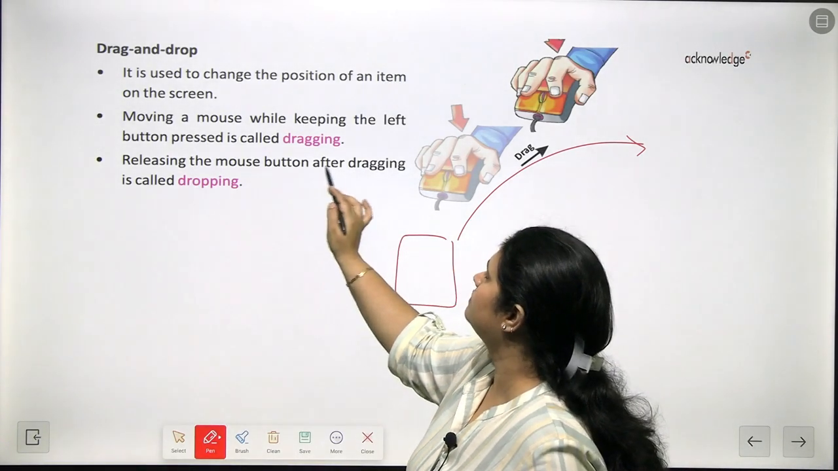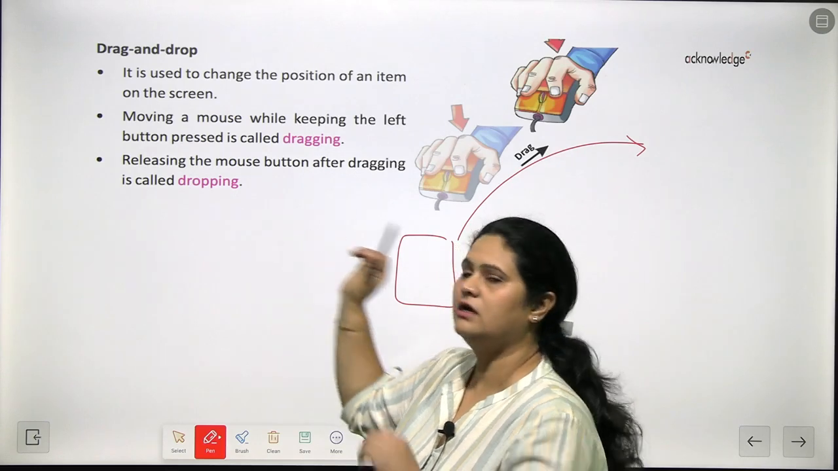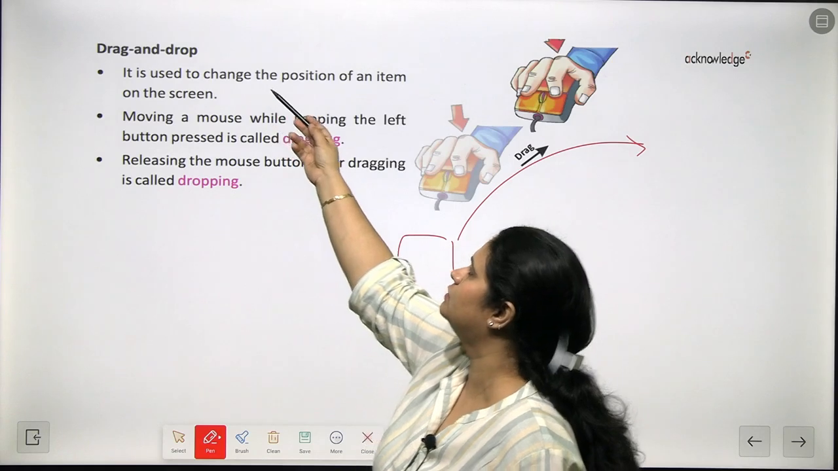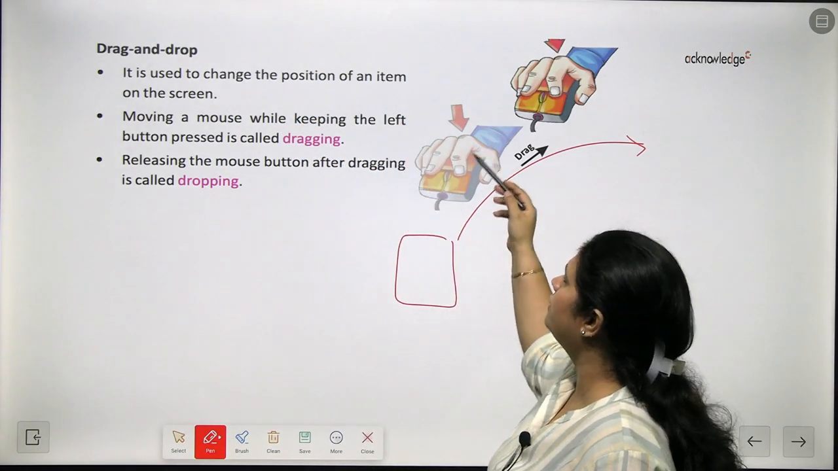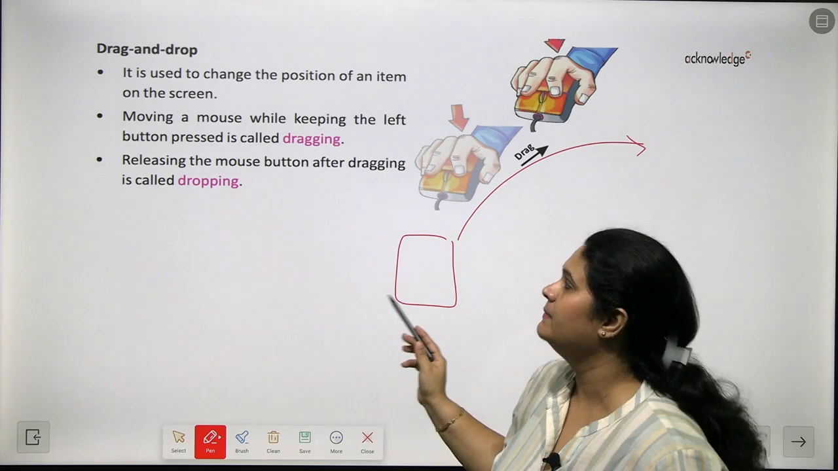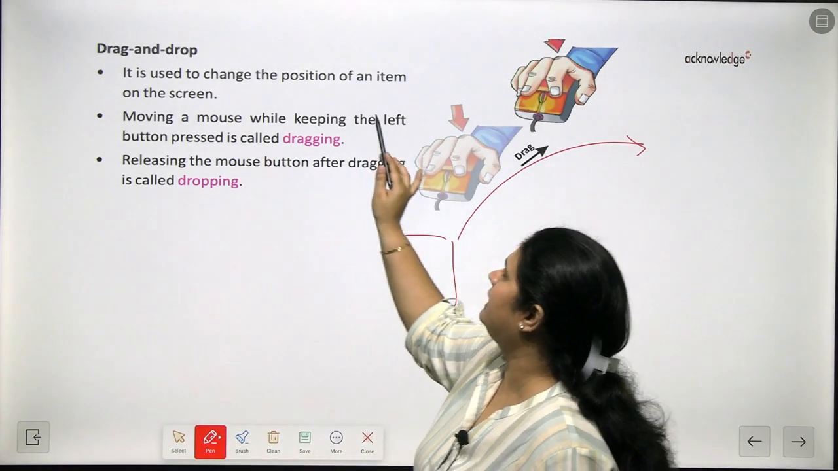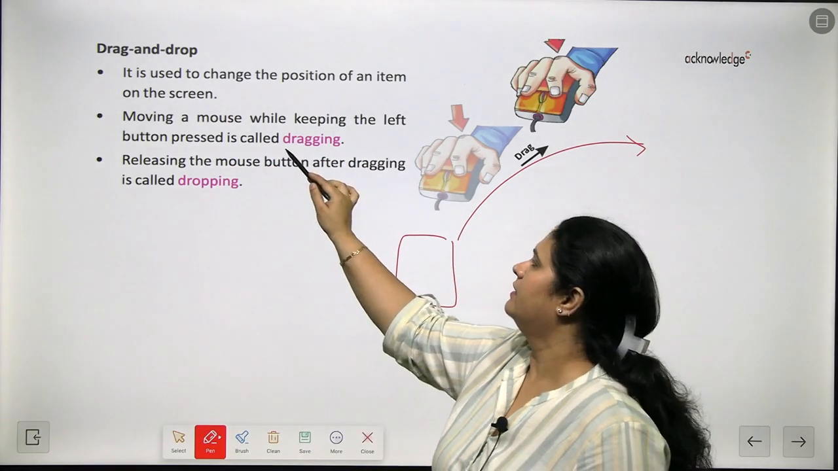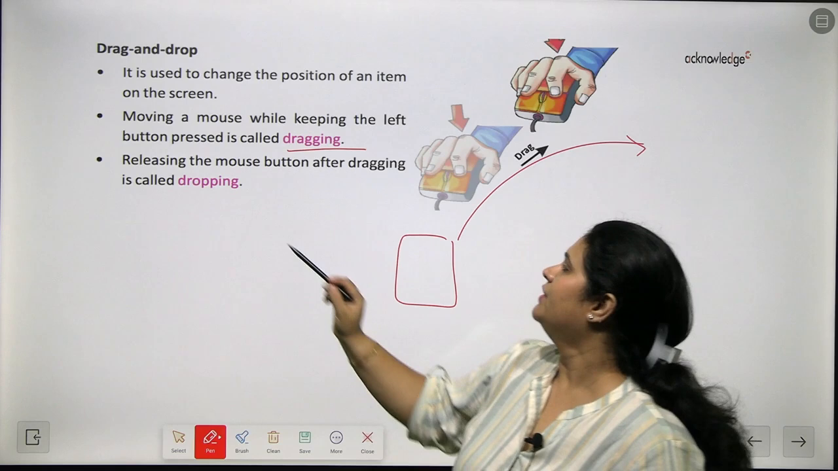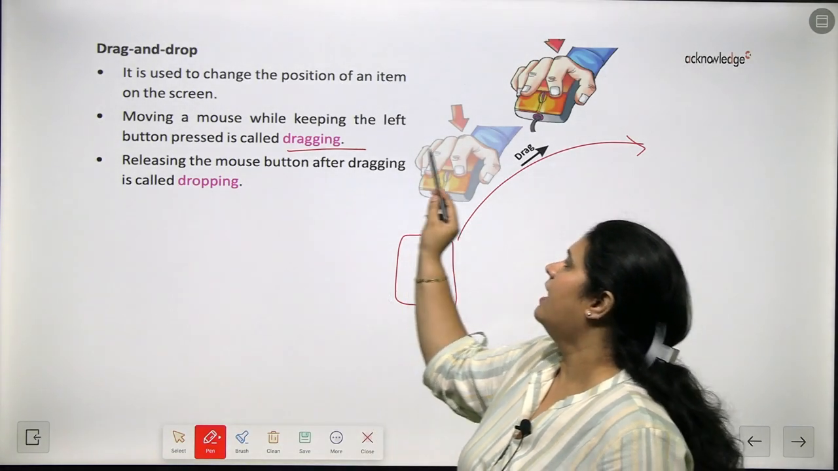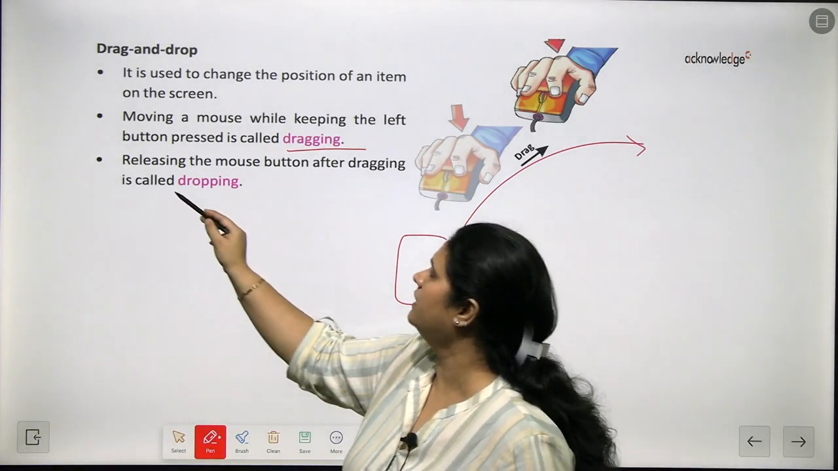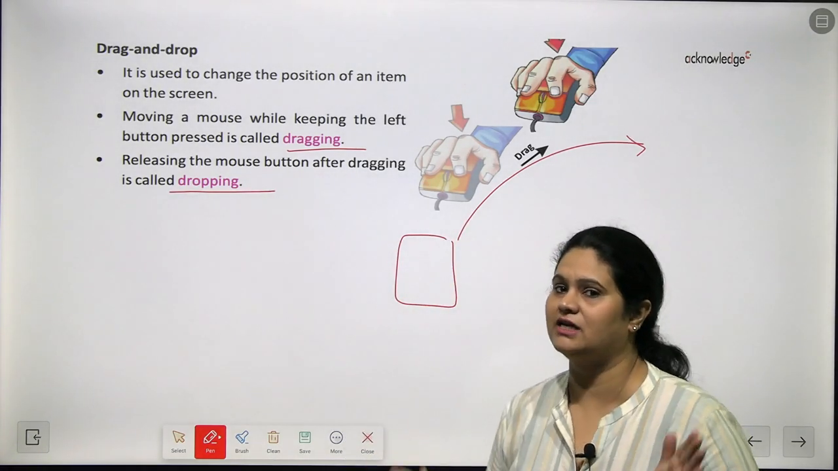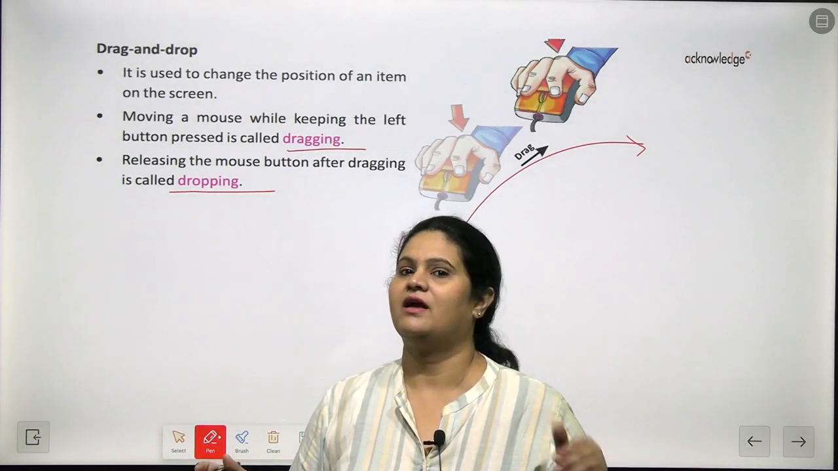Releasing the mouse button after dragging is called dropping. So, let's see. Drag and drop action is used to change the position of an item on the screen. When you move the mouse while keeping the left button pressed, it is called dragging, and releasing the mouse button after dragging is called dropping. Right? Is the drag and drop action clear to all of you children? Very good.